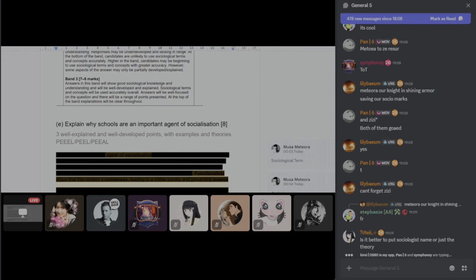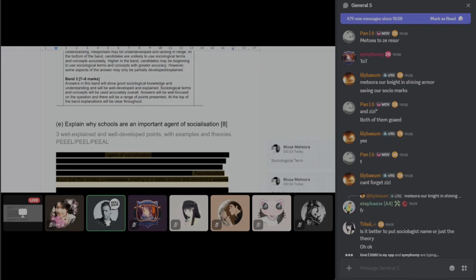Is it better to use whatever you remember? Both can work. But if you remember a name but not the theory, just mention the name. Don't risk writing the wrong theory. I can see you're typing 3 points. Yes, go ahead.